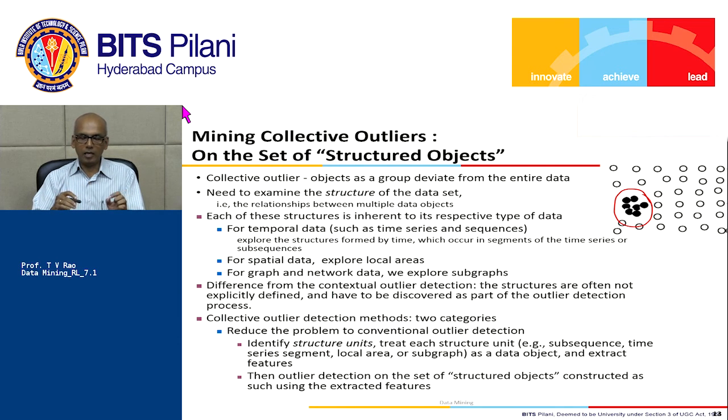Let's say in 2007 between May 5th and May 25th. So essentially in temporal data where there is a time series or a sequence, what we are seeing is that there is a segment of the time when it behaved differently. So that may give an explanation with respect to why we are finding an outlier there.